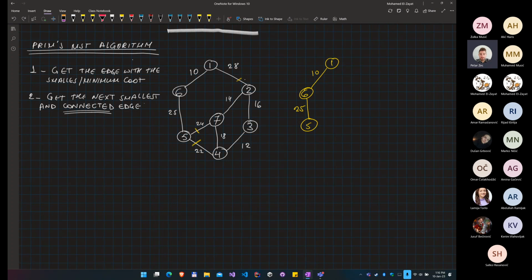So which one to pick? I'm going to pick up the smallest, which is 5, 4, which is going to be 22.